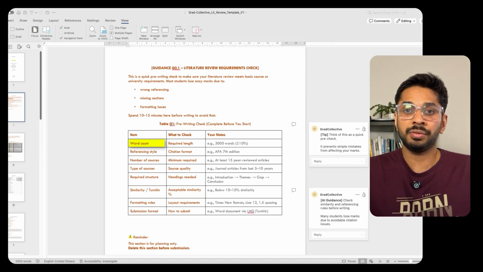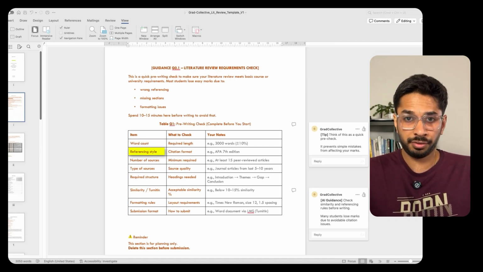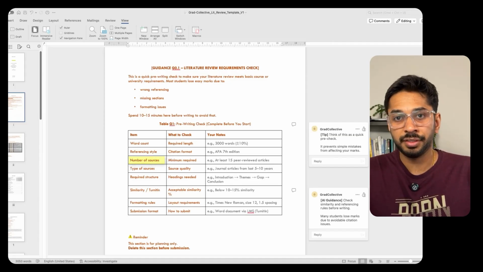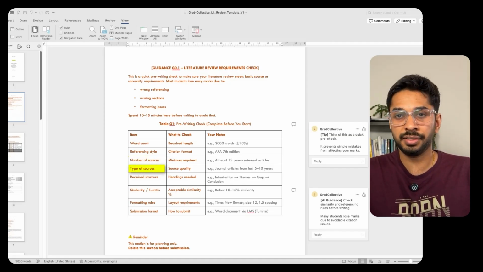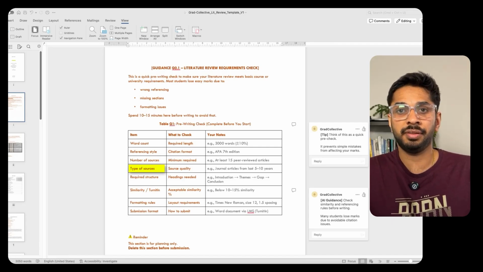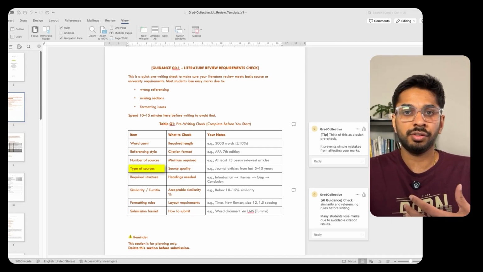For example, what's your word count? Which referencing style are you using? How many sources do you need? Sometimes universities do provide you a template or thesis writing guidelines, or if this is an assignment, they might give you some instructions on that. So you have to check what required structure is needed.